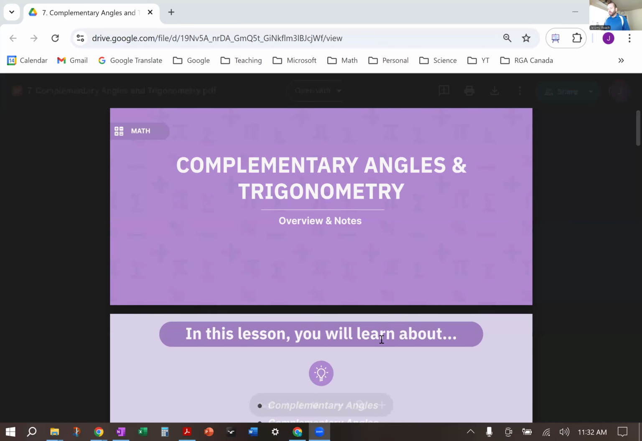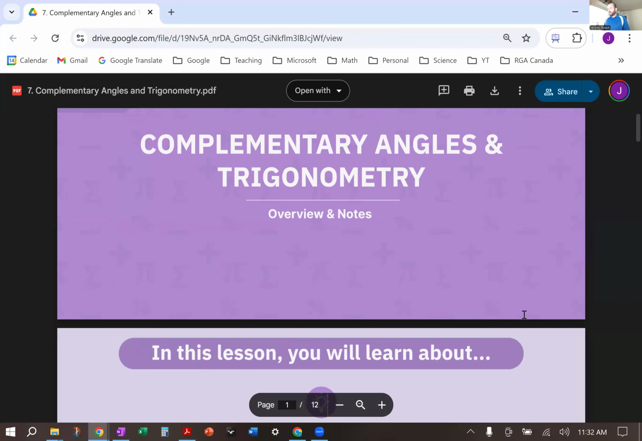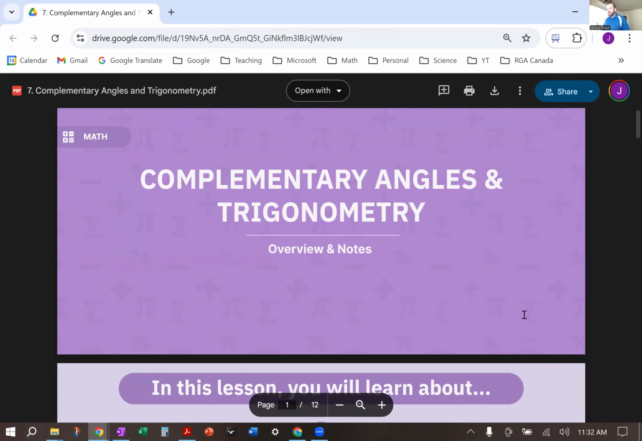All right, so this is still day 5. Complementary angles and trigonometry is what we're going to be going over next. This is number 7 from day 5. And this is probably going to be a bit of a shorter lesson. We've already talked about what complementary angles are. Complementary angles are angles that add up to 90 degrees.